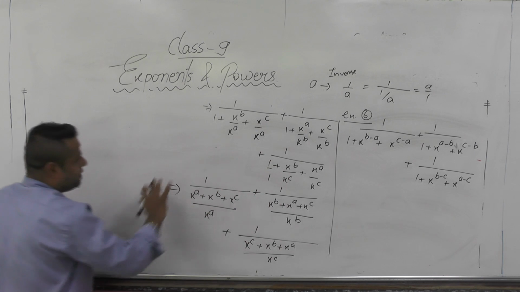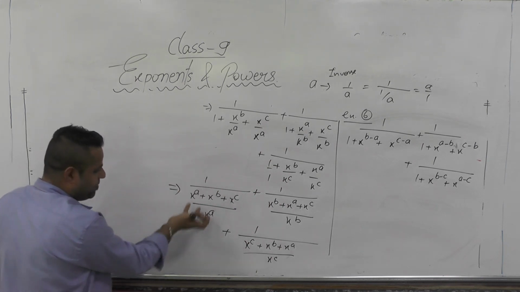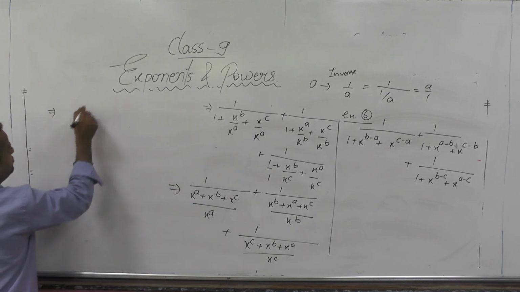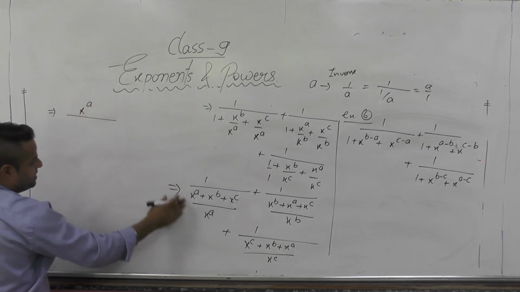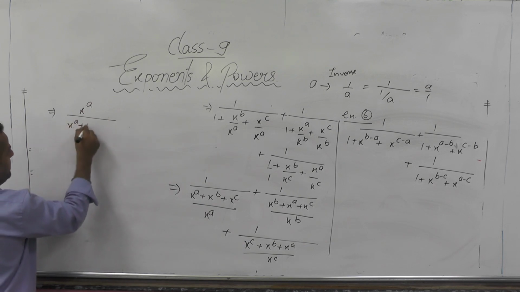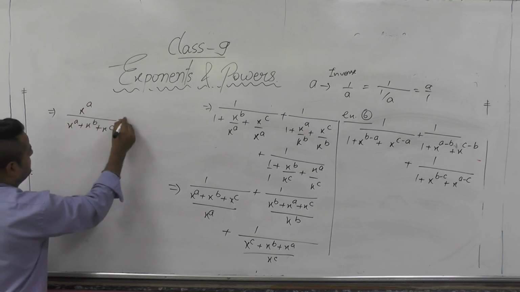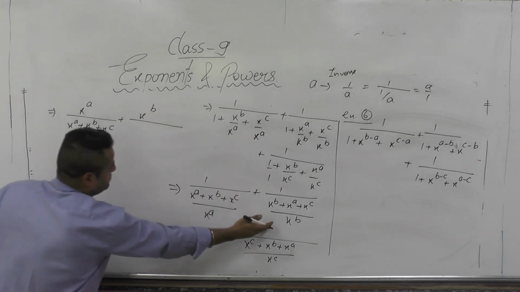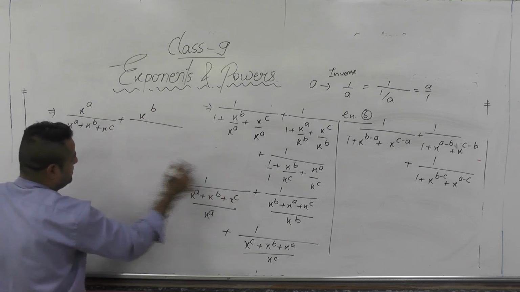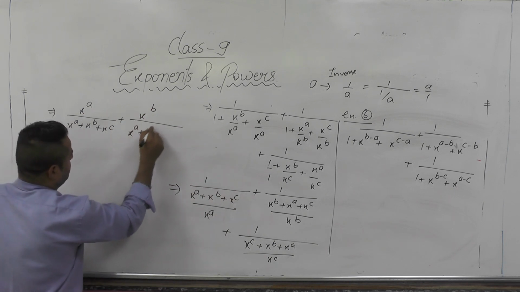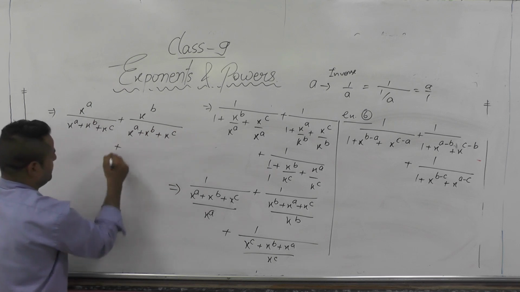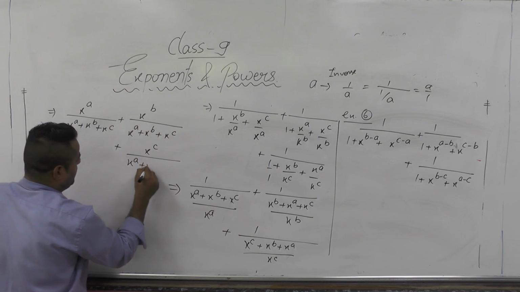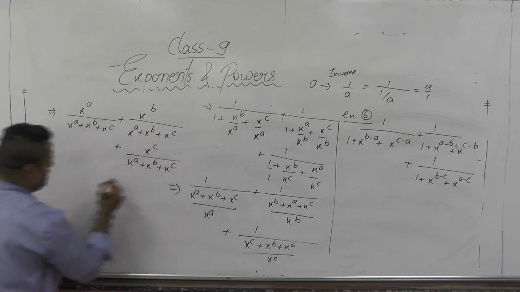Now again we are applying the reciprocal rule. 1 upon the number will get reciprocal by itself. This denominator becomes the numerator, this becomes the denominator, and this will remain the same. I am writing it in sequence so that you can understand it better. Second term also x to the power b comes up because it is the denominator, and the term comes like x to the power a, x to the power b, x to the power c in sequence. Third also we can write it like this: x to the power c above, x to the power a, x to the power b, x to the power c as a denominator.